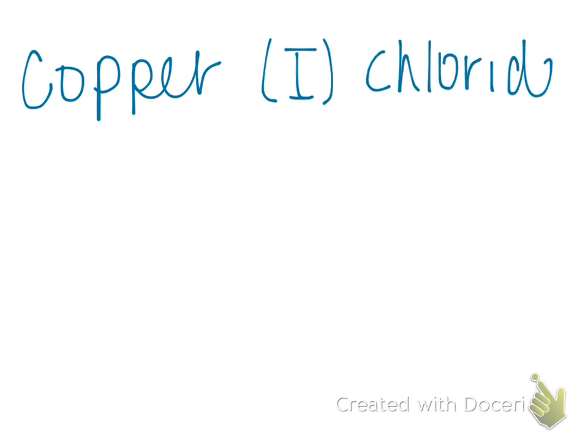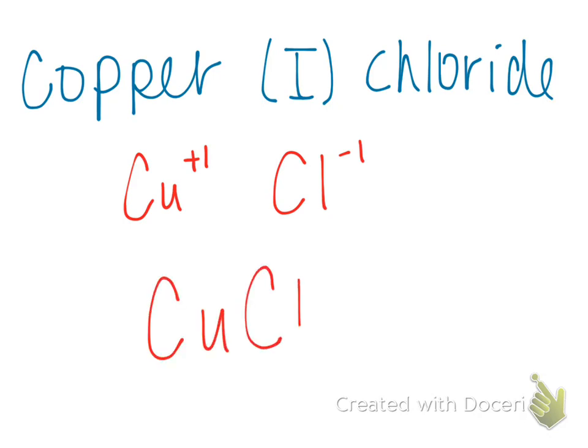Copper 1 chloride. Okay, so our final chemical formula should have been CuCl. Right, would we agree? If there's a 1 for each of those, we just leave them off, right? Whenever our subscript needs to be a 1, you just leave it. So we only need a subscript if we need more than 1. You want to try a couple on your own here?